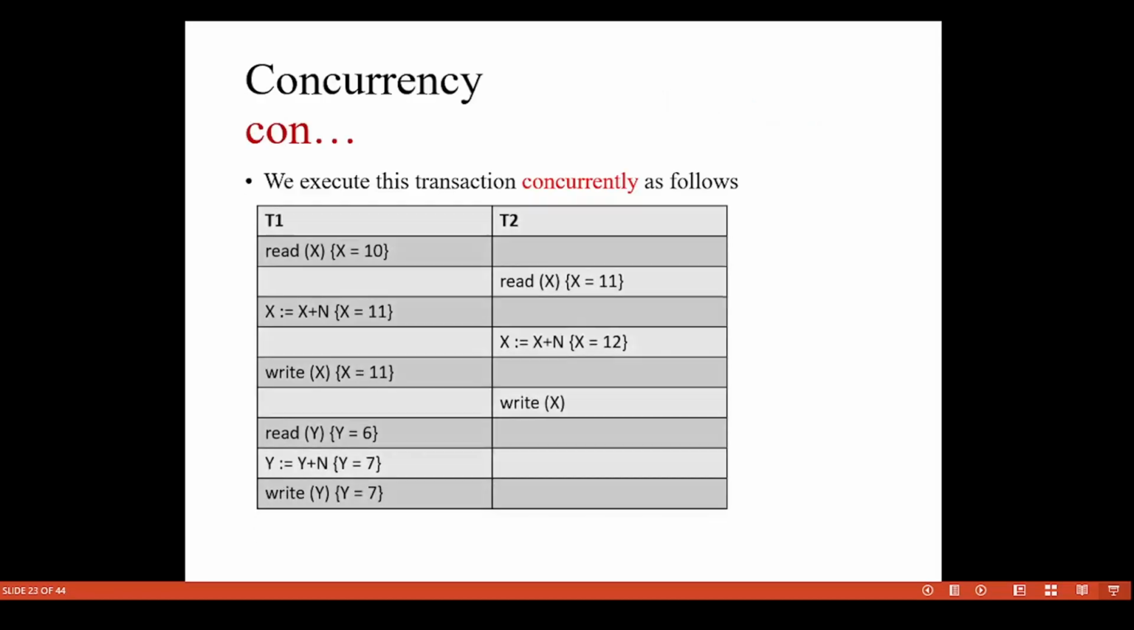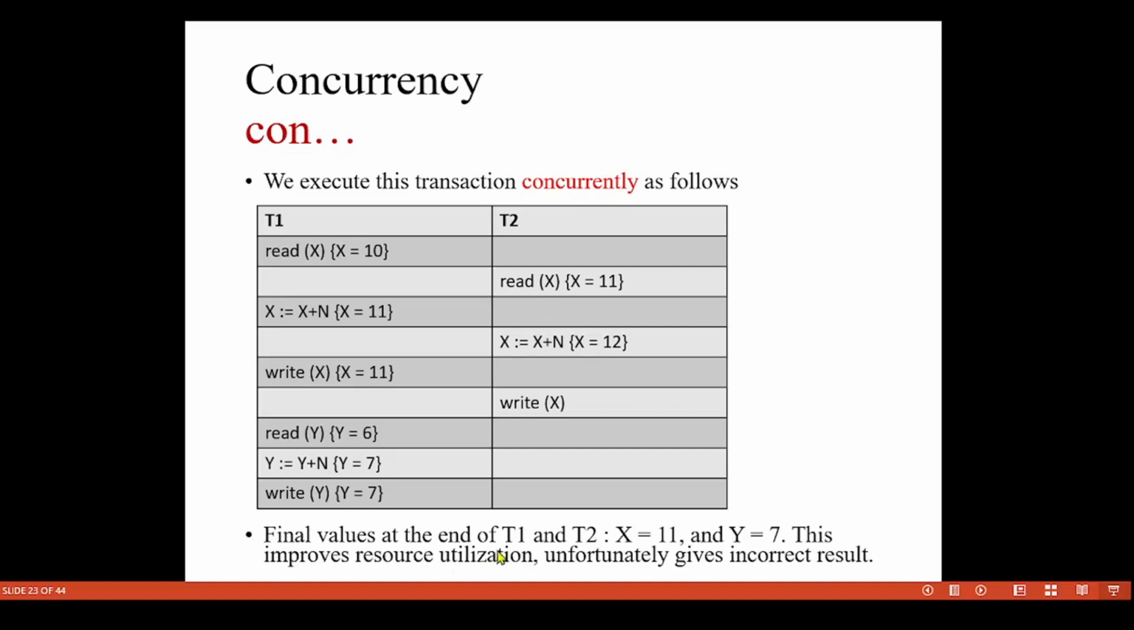When you execute two transactions, transaction 1 and transaction 2, in concurrent format, T1 reads data item X at time T1, and T2 reads at time T2. That means there is interleaving between the two transactions. At the end of T1 and T2, X equals 11 and Y equals 7. This improves resource utilization, but unfortunately gives an incorrect result.